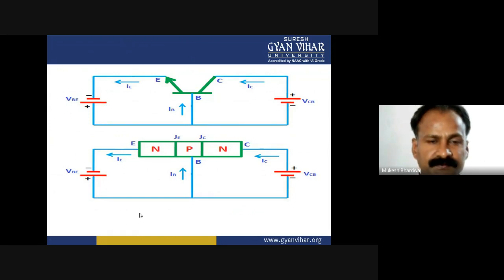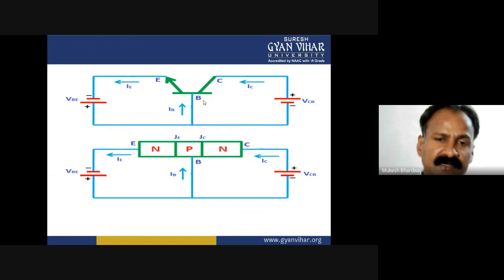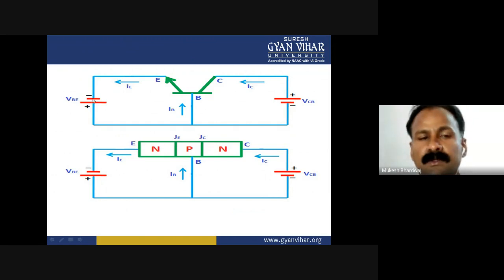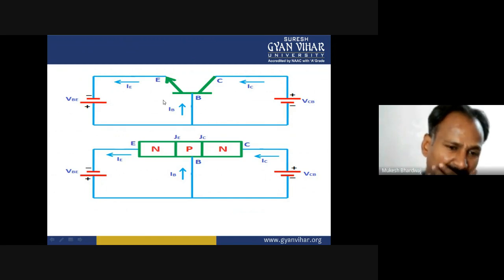So, this is the symbolic representation which I had already told you, that arrowhead will differentiate whether it is NPN or PNP, and the arrowhead is representing the direction of current. Basically, the arrowhead is representing the direction of current depending upon the biasing, in the forward bias and the reverse bias. Okay.